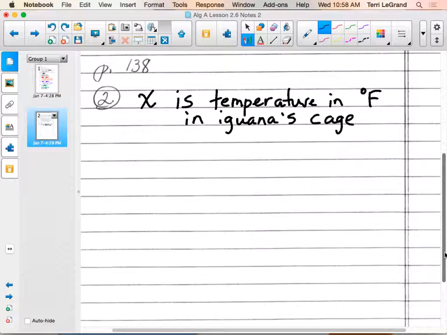Okay, so again, you have two choices here. You can either graph that first because it makes more sense to you to see the picture of it and then write the compound inequality, or you can write the compound inequality first and then do the graph. Okay, go ahead and try it. See what you think it should be. The temperature in the iguana's cage should be between 70 degrees Fahrenheit and 95 degrees Fahrenheit inclusive.